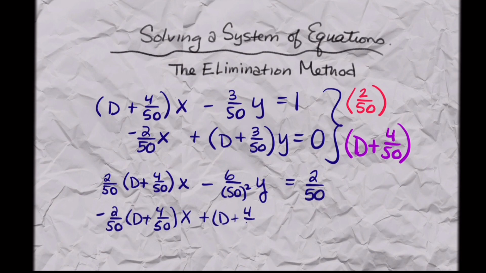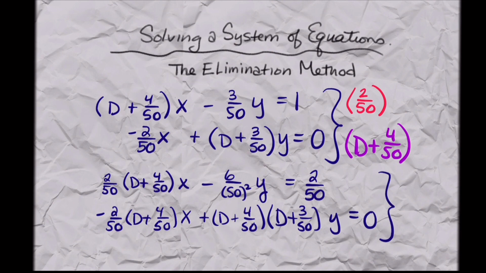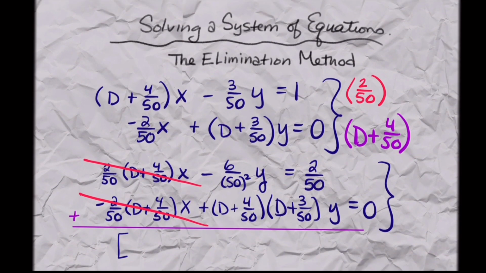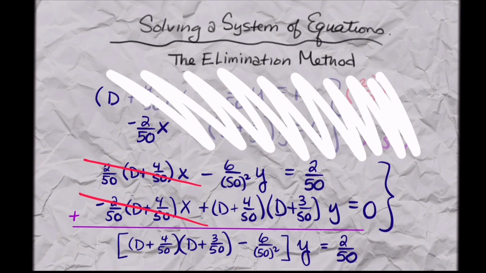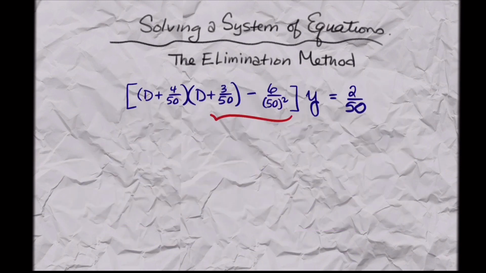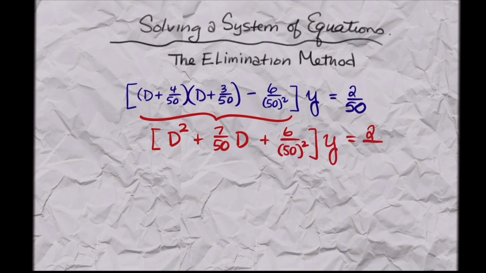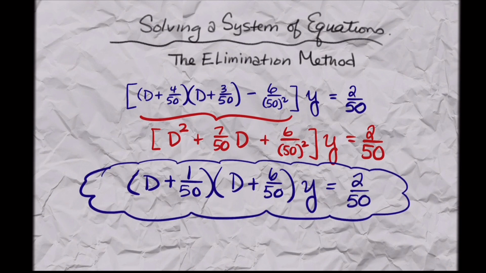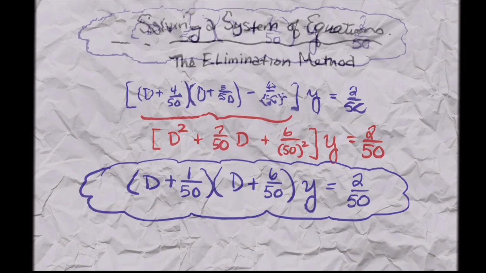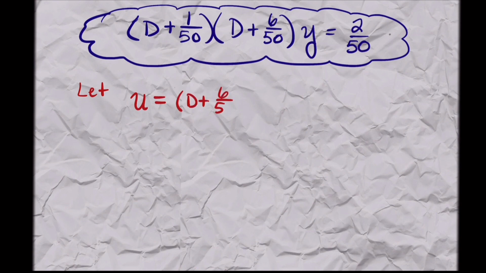When we do so, we get these two equations, which we'll add together. And the result will eliminate the x term, giving us something completely in terms of y. Now, cleaning up the differential operator term, we get a quadratic here, which we can factor. And so this now becomes our equation that we must deal with.